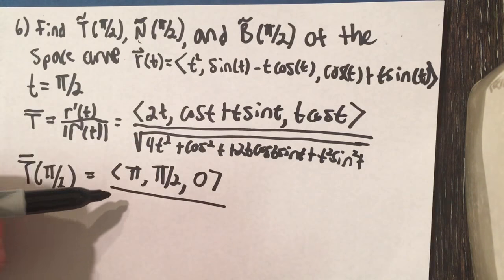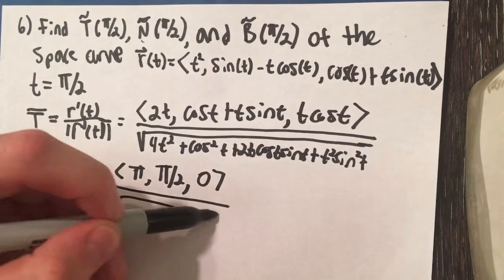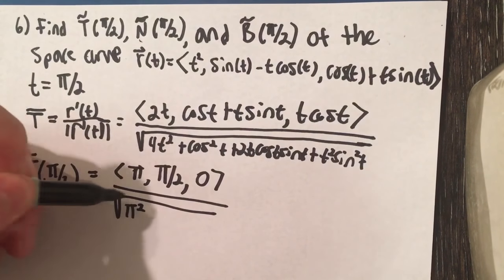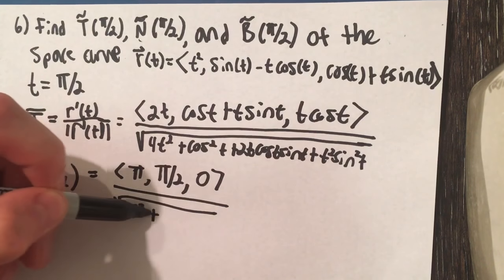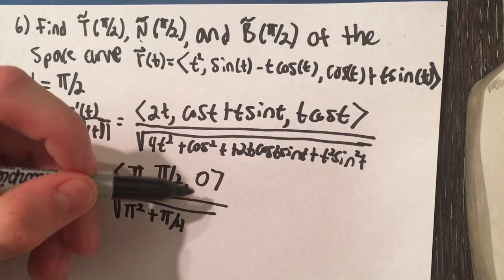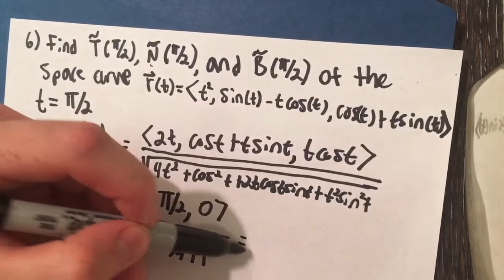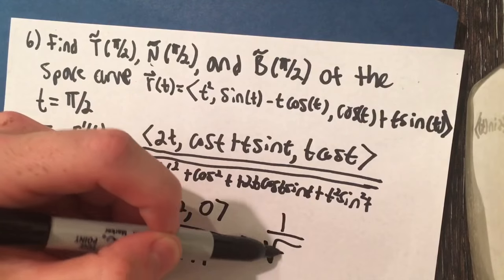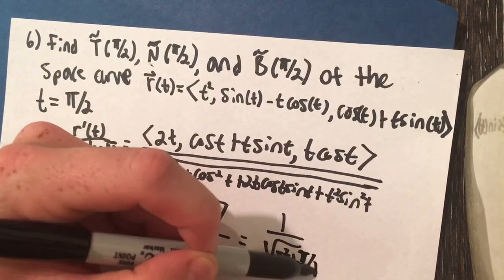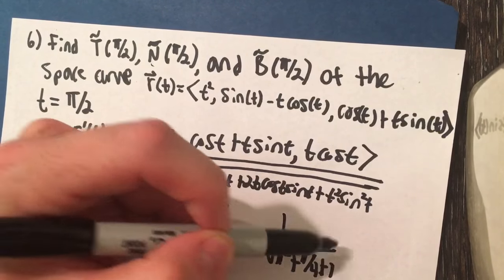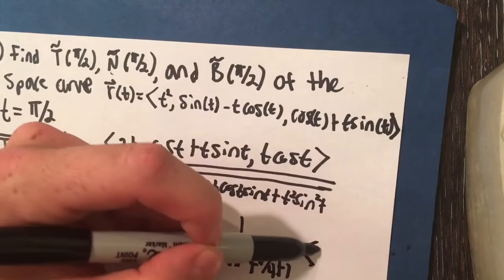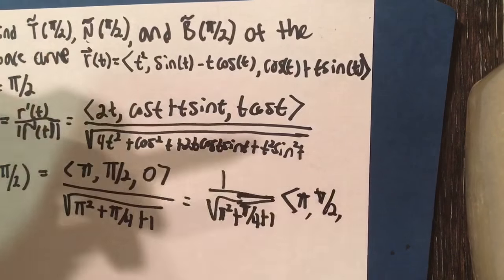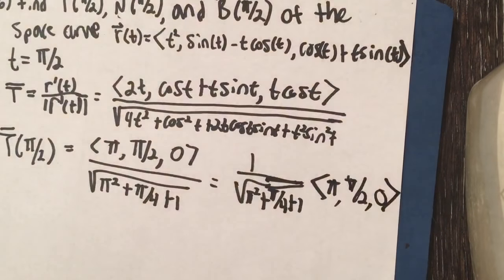When you plug in t equal to pi over 2 for the magnitude, you would then get pi squared plus pi over 4 plus 1. And this can be rewritten as 1 over this magnitude, which is the square root of pi squared plus pi over 4 plus 1, times the vector pi over 2, 0. All right.